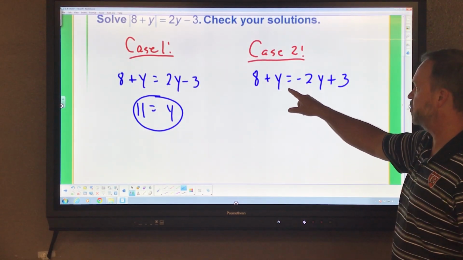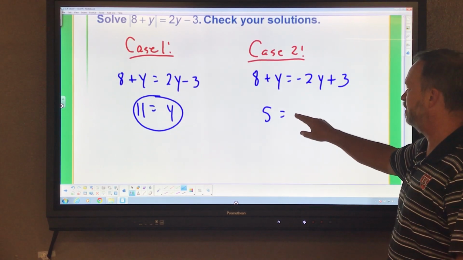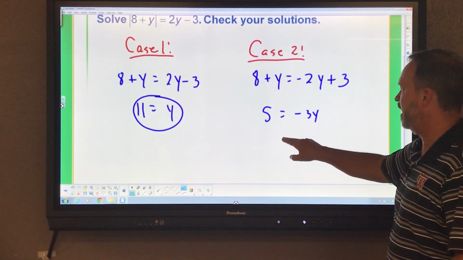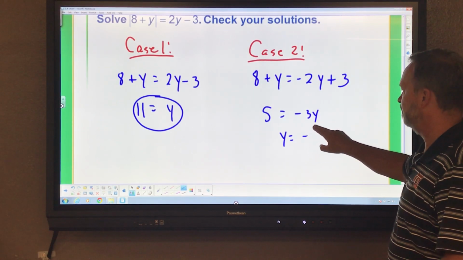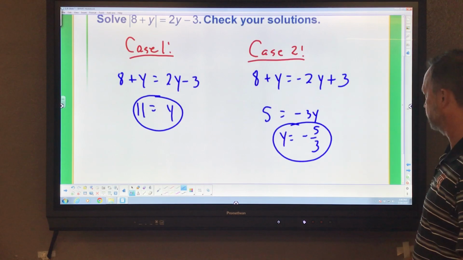I'm going to do something similar here. I'm going to throw the 3 over there and make it 5. I'm going to throw the y over here and make it a negative 3y. So y ends up being negative 5/3. I don't think you saw that coming, but there it is.